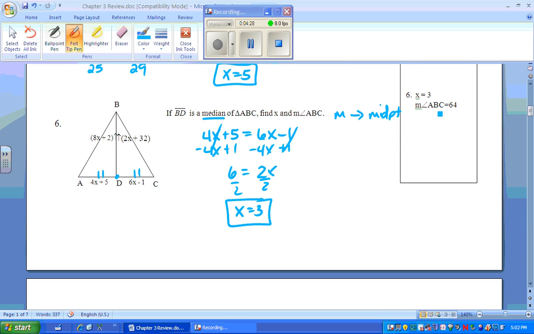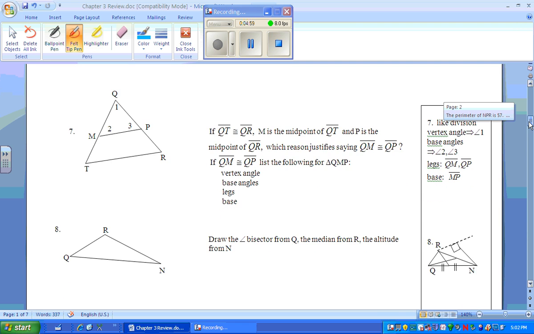And then what do we want here? We want angle ABC. ABC is this angle up here. So I could do 8 times 3 is 24 plus 2 is 26. And then 2 times 3 is 6 plus 32, 38. So then angle ABC would be 26 plus 38, which is 64. Hopefully you've been doing well so far.